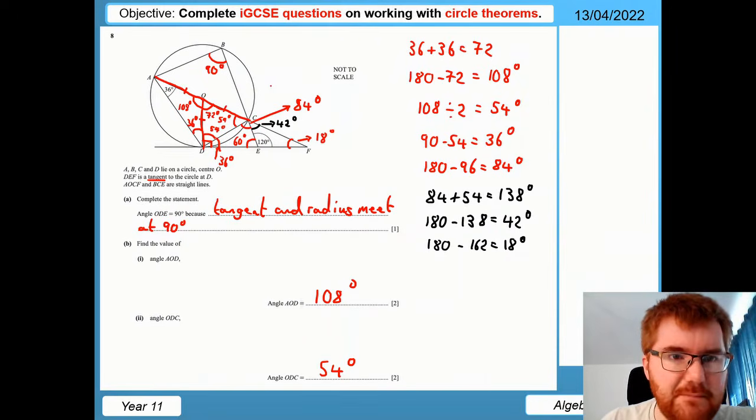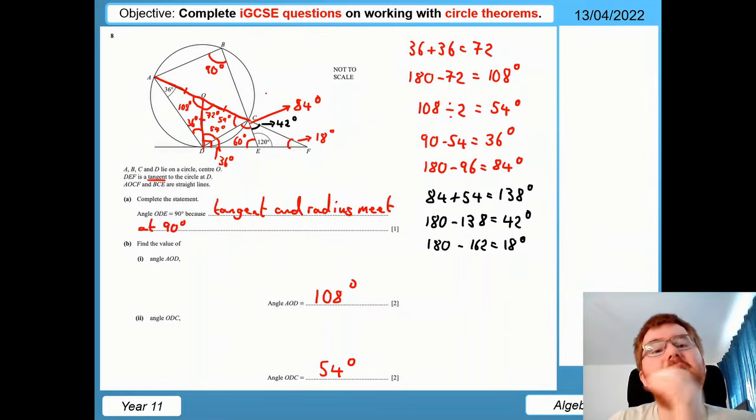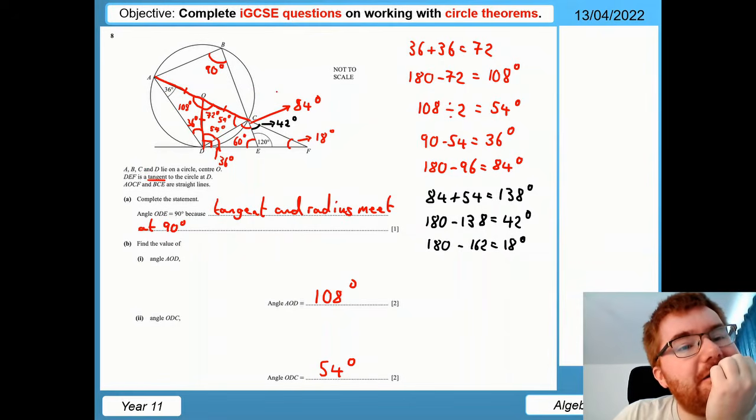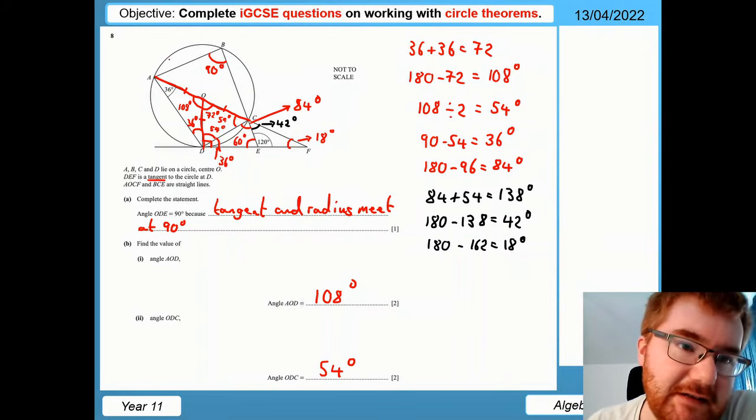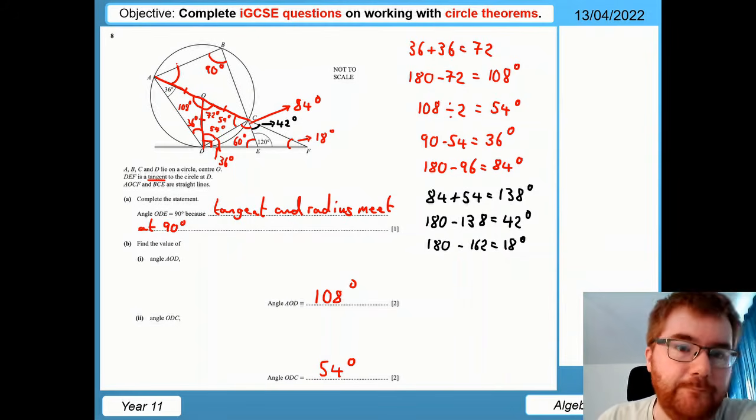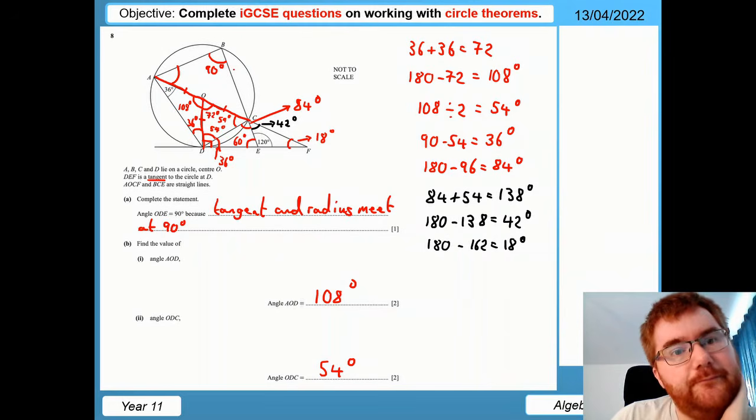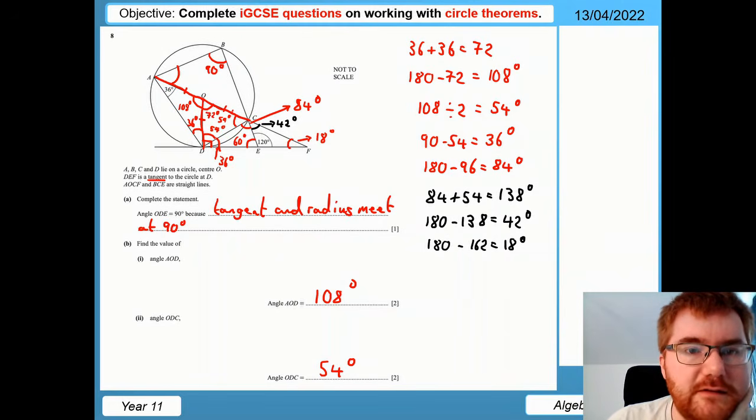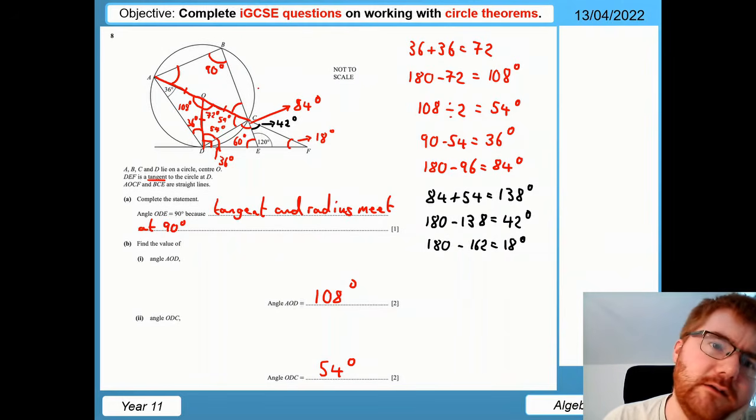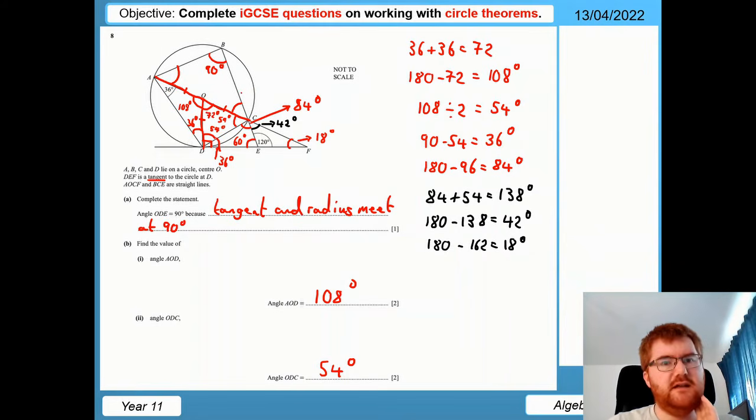And then angle CAB is the one angle I didn't actually work out. Oh, that's quite annoying. CAB, so this is the angle over here. Right, so this is 90. I wonder if I can work out this angle easily. Vertically opposite, does that work? 42. Yes, it does, I think.